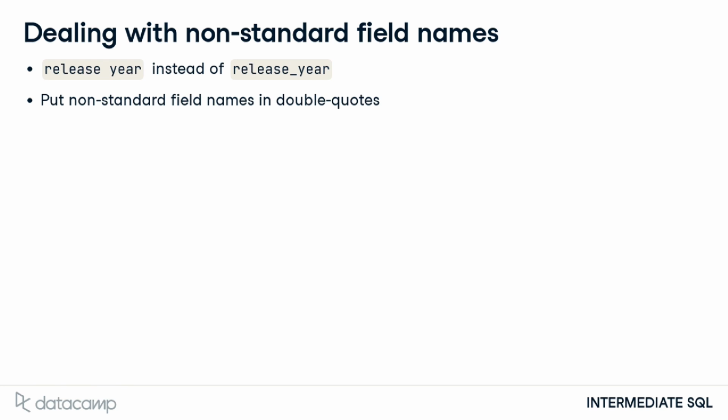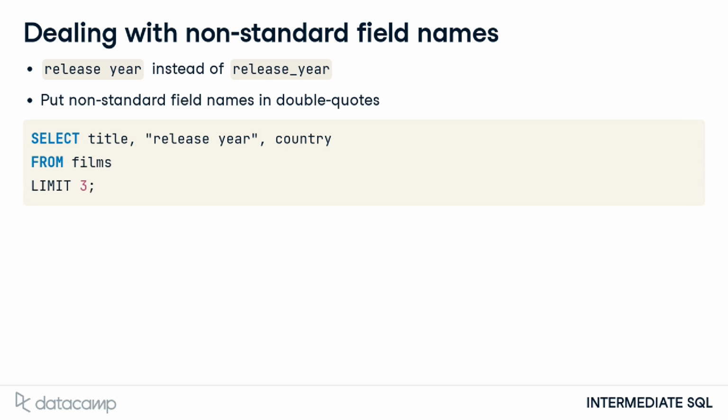For example, if a sloppy SQL coder had named a field release space year as 2 words, we'd need to update the query we've seen throughout this chapter to the one shown here.